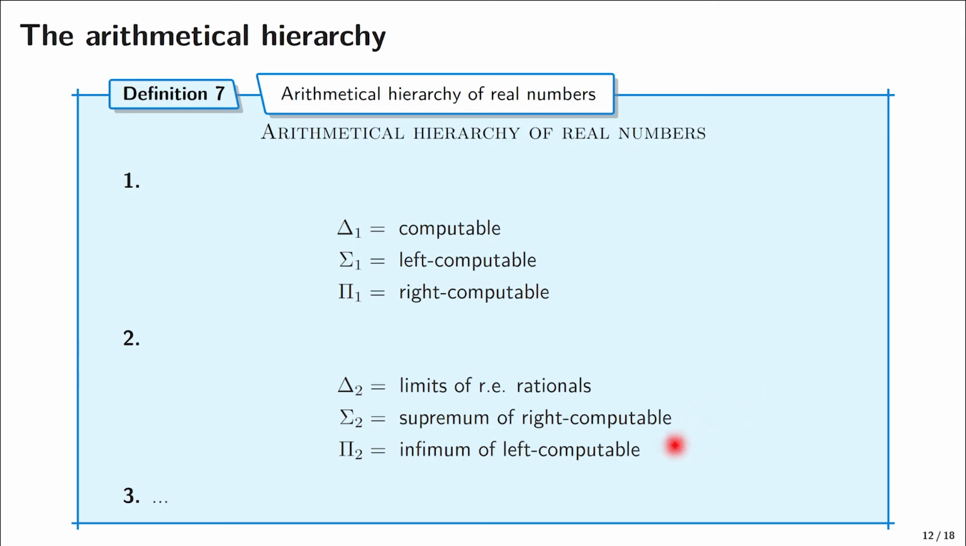And of course you can define pi 2 real numbers, which are infimum of left computable. In fact, there exists a whole hierarchy of alternating infimum and supremum to define increasingly bigger classes of real numbers. Right computable real numbers, or sigma 1 real numbers, were used in the case of topological entropies. For surface entropies, a similar result will require us to go a bit higher in the hierarchy.